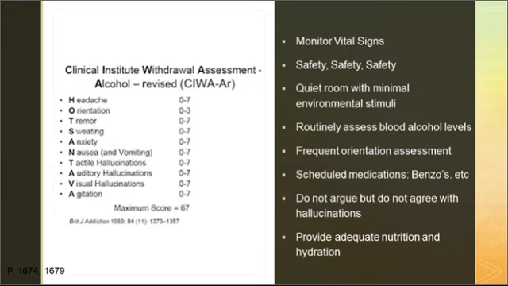Okay, Clinical Institute Withdrawal Assessment for Alcohol Revised. This is CIWA, C-I-W-A, on 1674 and 1679. This is listed. Management based on vital signs and their score. So they take their score here and their vital signs to get their treatment options or what they're going to do.